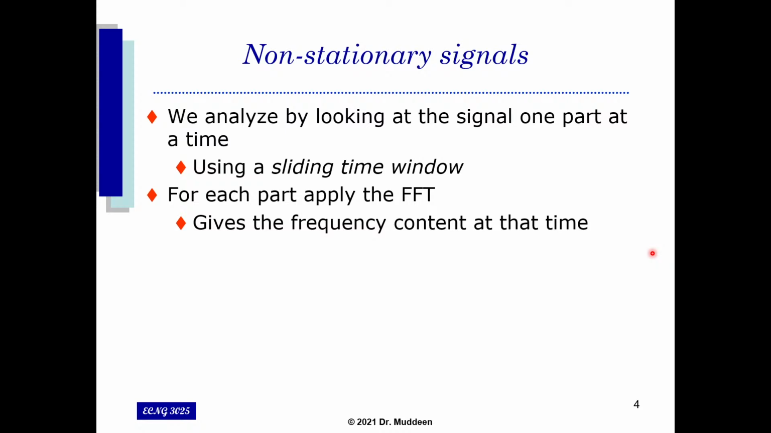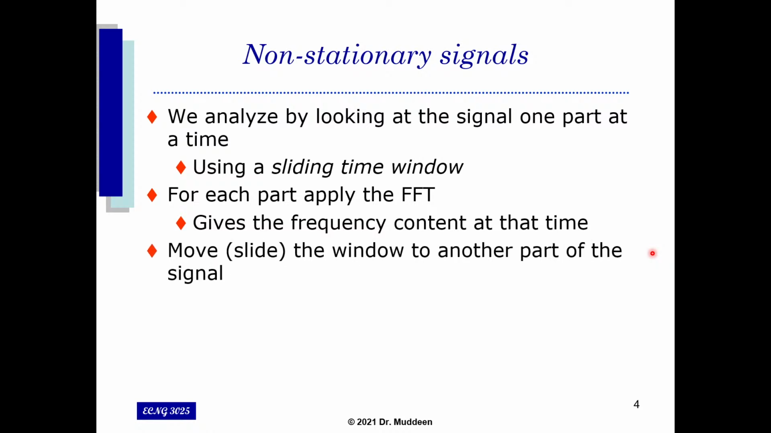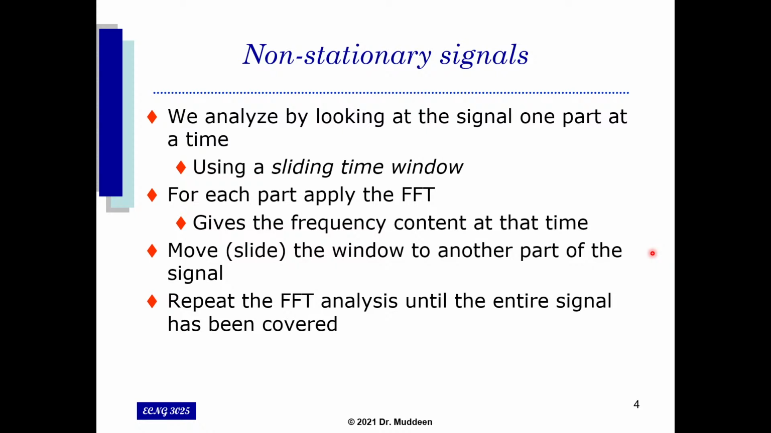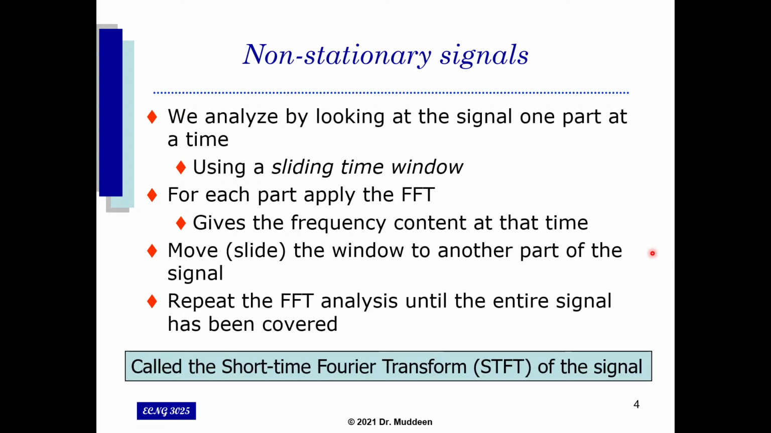So for each part where the window is applied, we apply the FFT for that particular instance, and we'll get the frequency content for that particular time, and then we slide the window to the next part of the signal, and we just keep on repeating the FFT process until we cover the entire signal. And this process is what we refer to as the short time Fourier transform, or the STFT of the entire signal. Now, the example I've given you here is where we actually do slide the window across the entire signal.